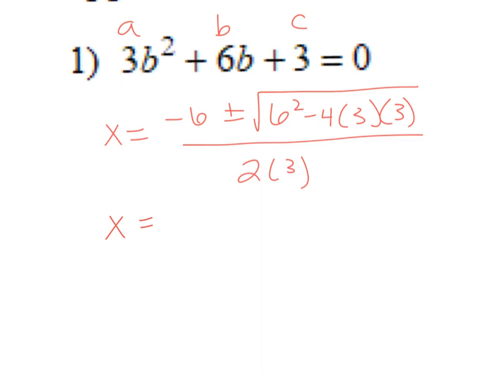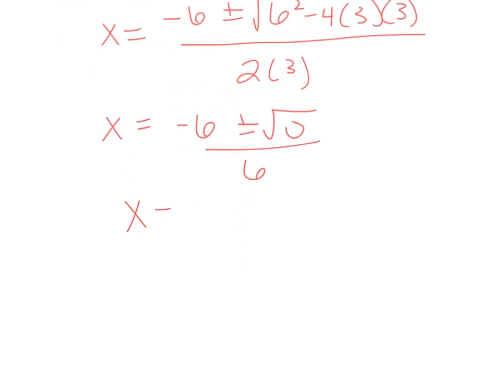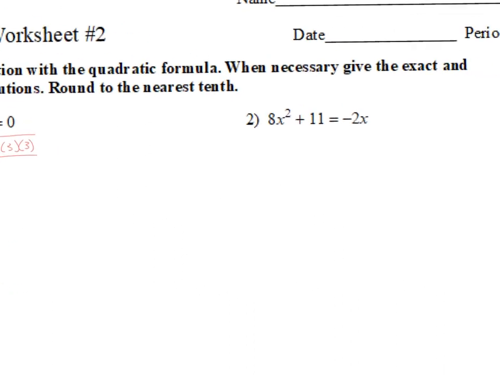Alright, so let me get the calculator right here. We've got 6 squared minus 4 times 3 times 3, and I end up with a 0 on the inside there. So I have negative 6 on top, plus or minus the square root of 0, divided by 6. Now the square root of 0 just goes away, so really I just have negative 6 divided by 6, or x equals negative 1.